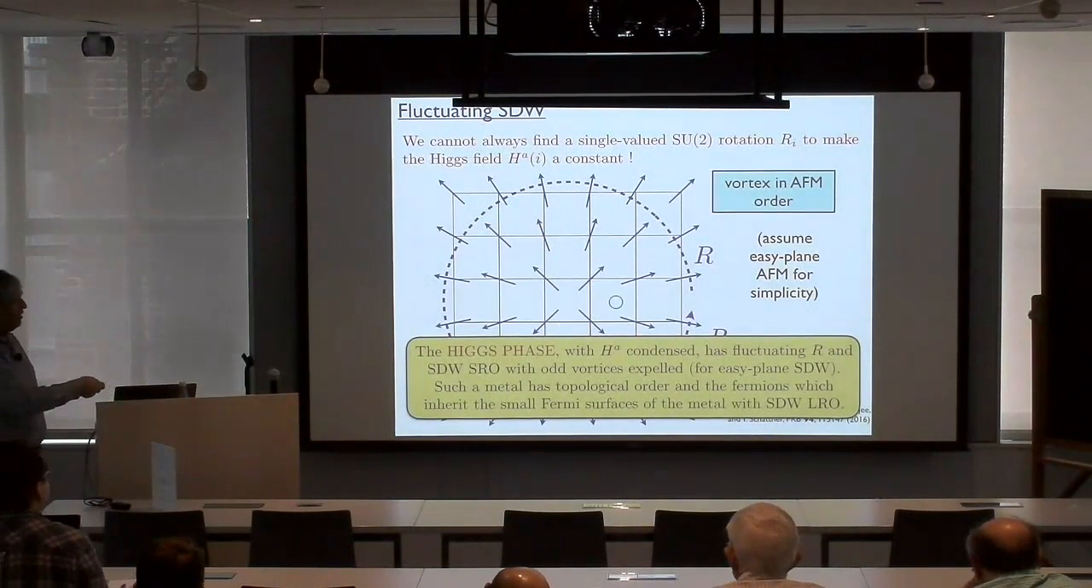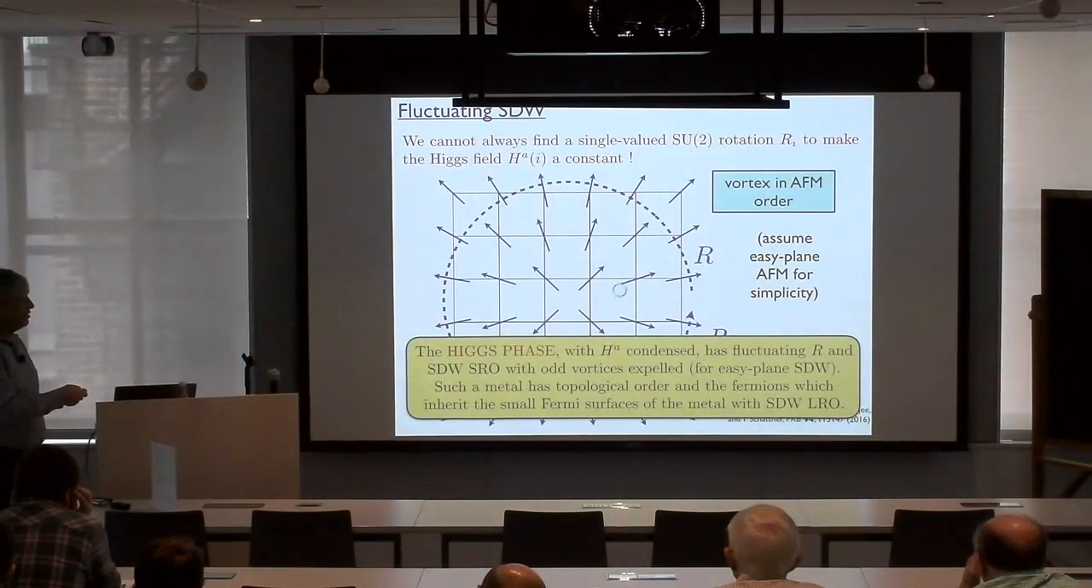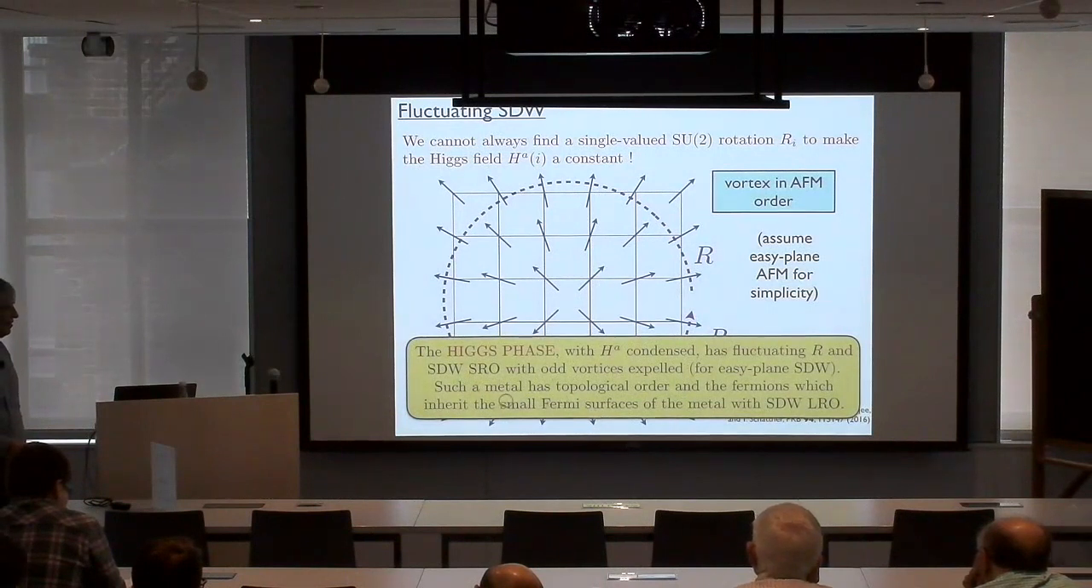They carry pi flux for the easy plane case, and they must be expelled in the ground state, and they are excited states above the ground state. They're topological excitations, which are stable. So therefore, by the language I'm using, yes, such a phase can exist. Now, yes, I can get small Fermi surfaces, but that better be a state that has these vortices expelled. So it has to have topological order.